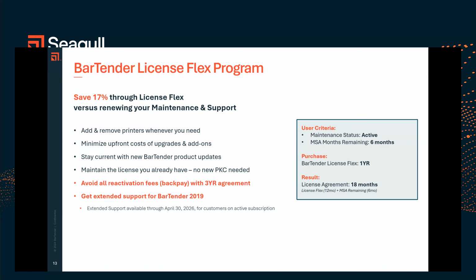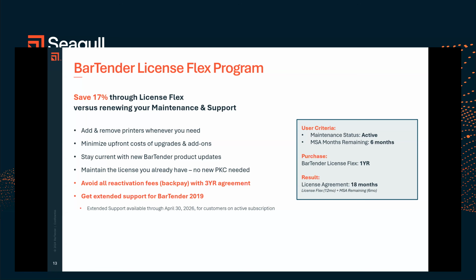You can also maintain the license that you already have, so you don't have to worry about getting a new license in its entirety. You can also avoid all reactivation fees from any lapsed maintenance that you may have with a 3-year agreement. And you automatically get extended support if you're running on BarTender 2019, because that did just reach end of support back in April. So you would have that extended support all the way till April 30th of next year.